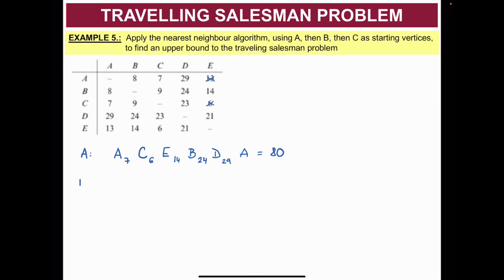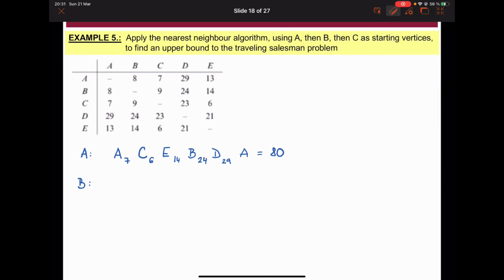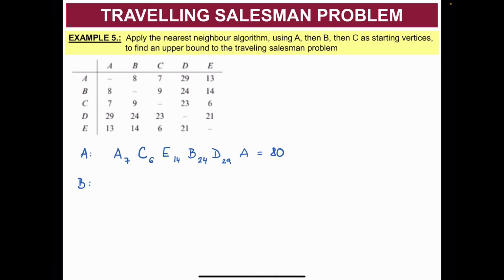Next one, if I'm starting at B, I'm going to delete this. Please do not confuse it with Prim's algorithm on the matrix, because in Prim's, you're always looking for the lowest value in every single column that has already been marked. While in this algorithm, you're only looking at the one column, the recently visited vertex.